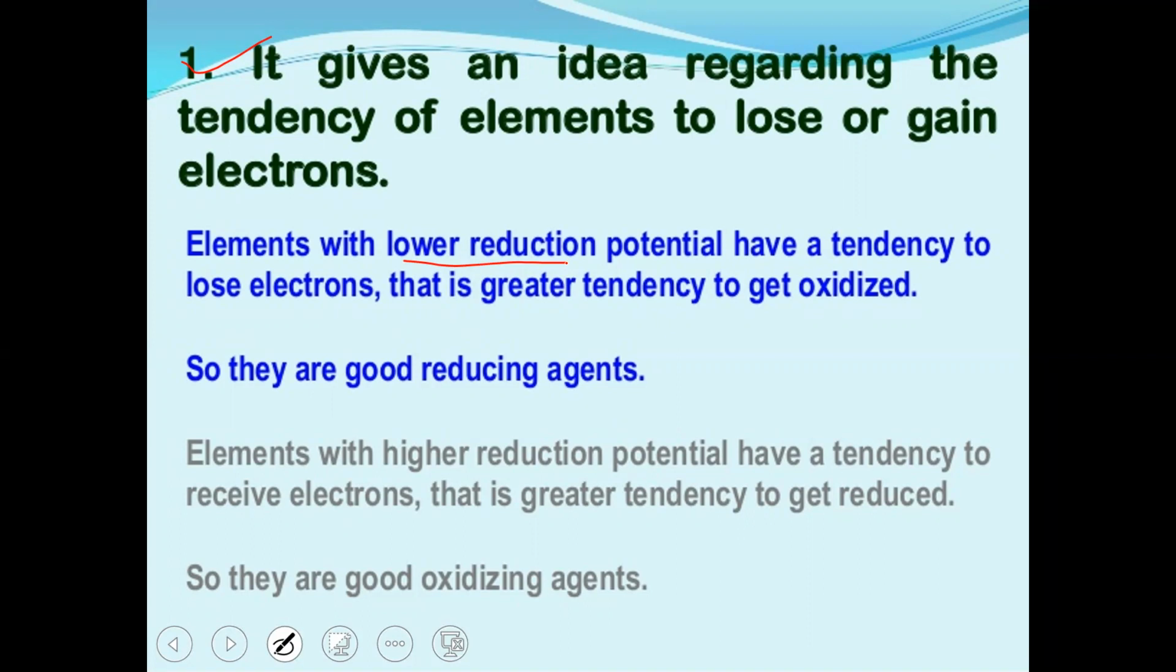The next one: the elements which have higher reduction potential have a tendency to receive electrons. They will absorb electrons, have a tendency to get reduced, and they will act as good oxidizing agents.